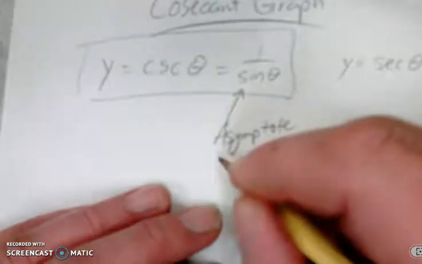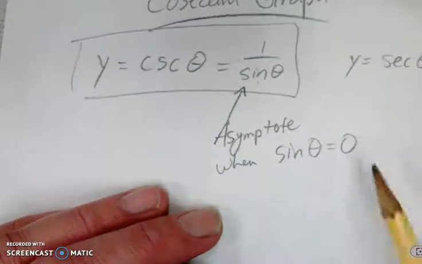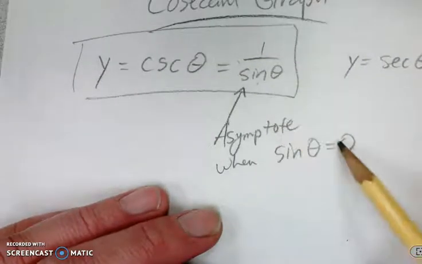it has an asymptote when sine of theta equals 0. Okay? Not when theta equals 0, but when sine is 0. Okay?